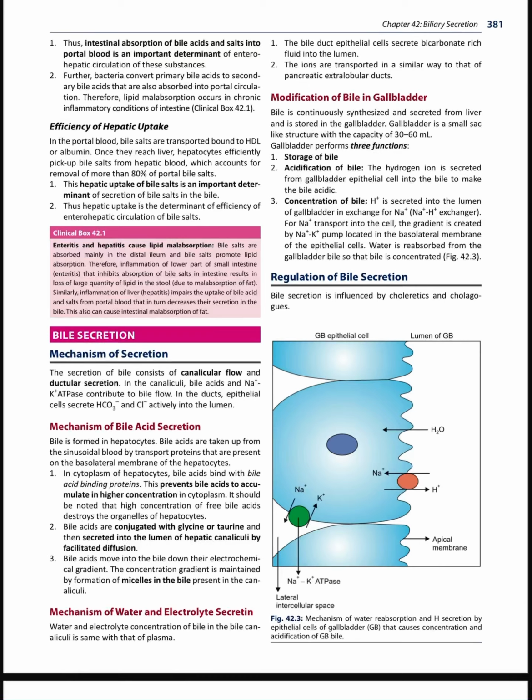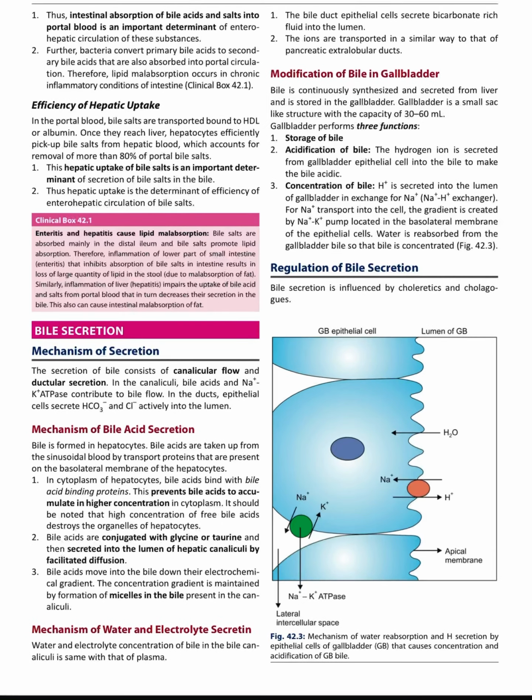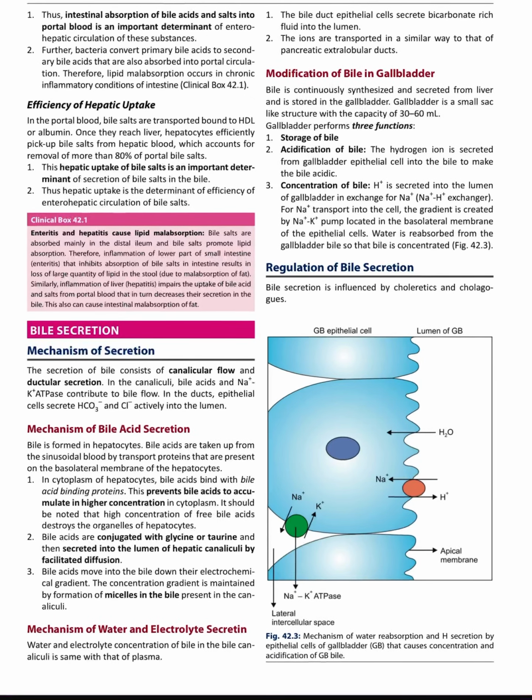Mechanism of bile acid secretion. Bile is formed in hepatocyte. Bile acid are taken up from the sinusoidal blood by transport proteins that are present on the basolateral membrane of the hepatocyte. In the cytoplasm of hepatocyte, bile acid bind with bile acid binding protein. This prevents bile acid from accumulating in high concentration in cytoplasm. It should be noted that high concentration of free bile acid destroys the organelles of hepatocyte.